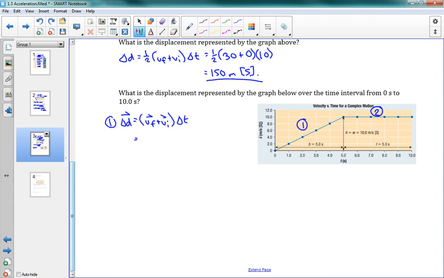And sorry, I should have put 1/2 in there. 1/2 VF plus VI delta T. And now I can put some values in there. So my final velocity is 10. My initial was 0. So I've got 10 plus 0, and that happens over 5 seconds. So that's 25 meters south.